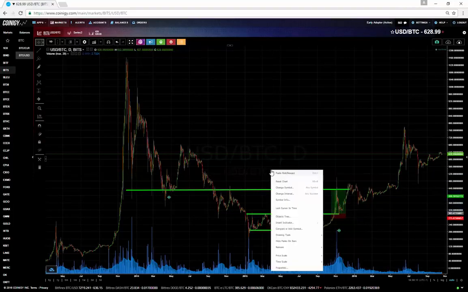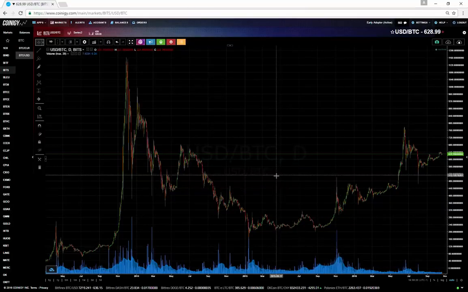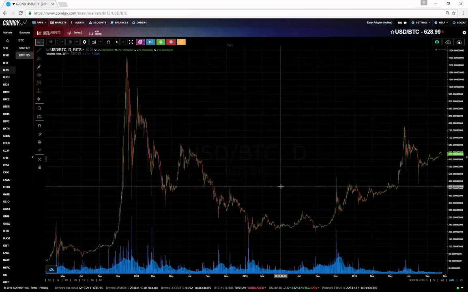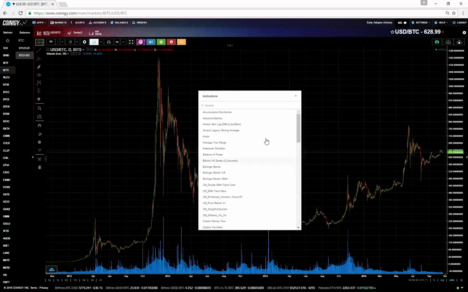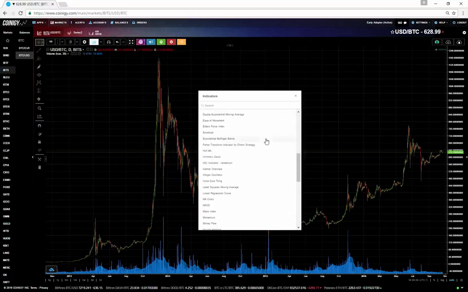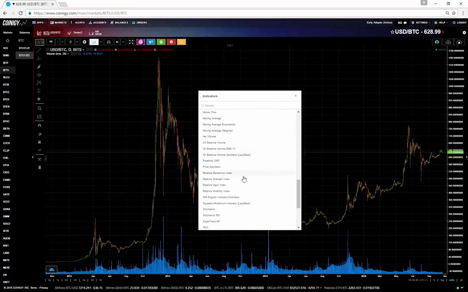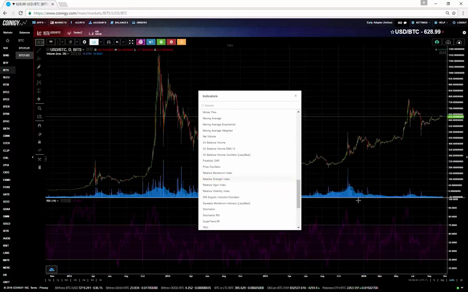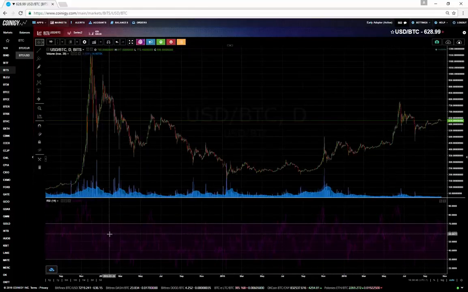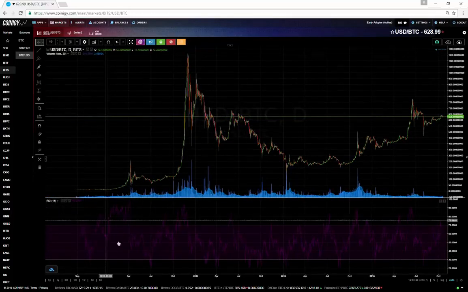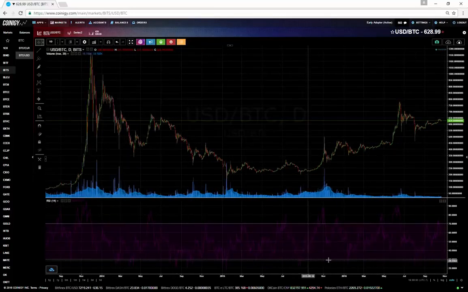Then you could also use things like indicators. So I'm just going to remove all this stuff. There's a variety of different indicators that you can use. You just go to Insert, Indicator, and then you can choose a variety of different indicators. One indicator that's fairly popular is the RSI, known as the Relative Strength Index. It shows you buying versus selling pressure in the markets, right?